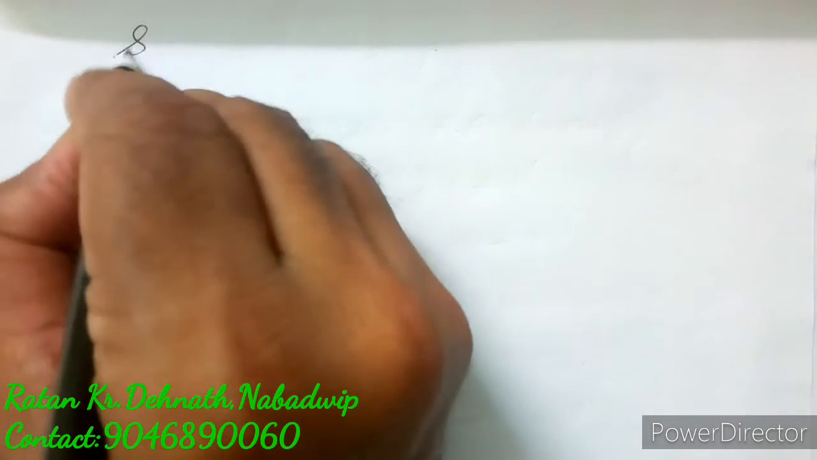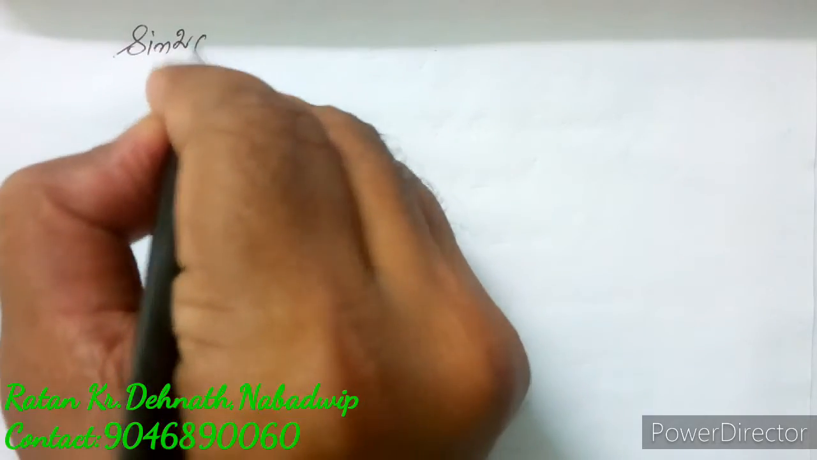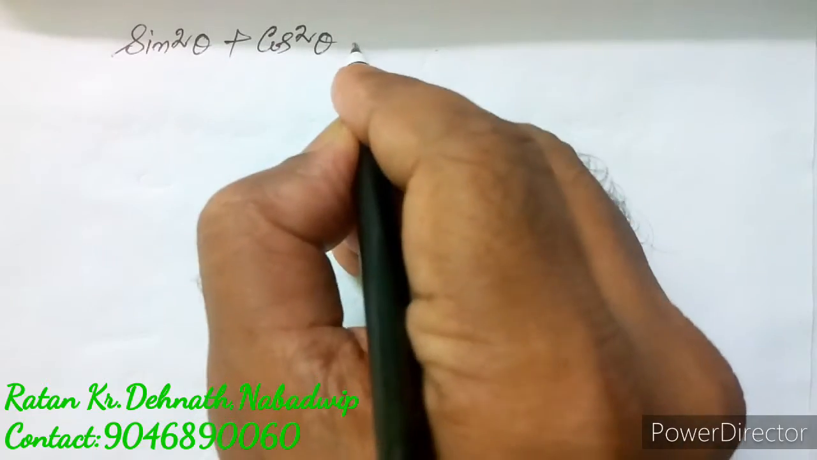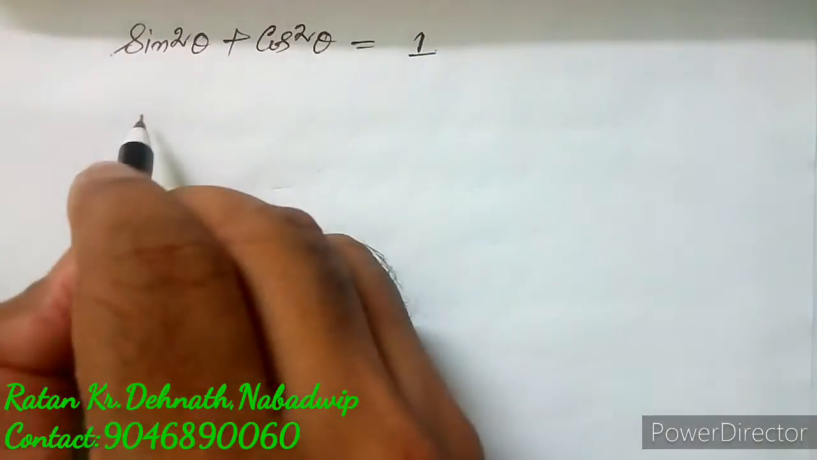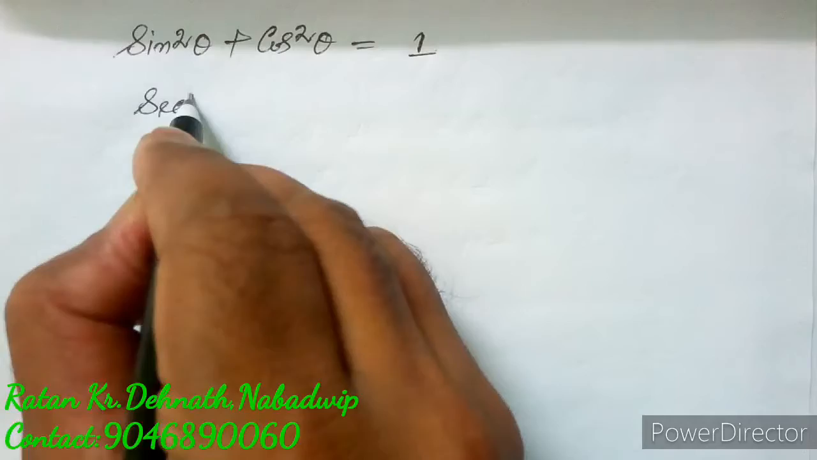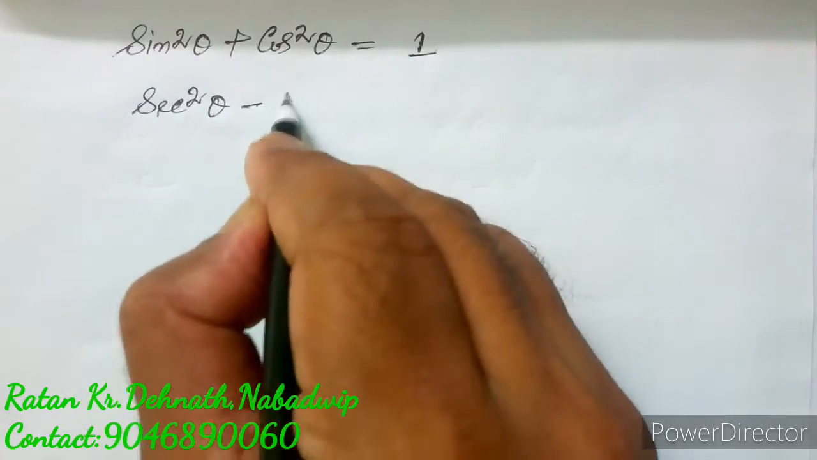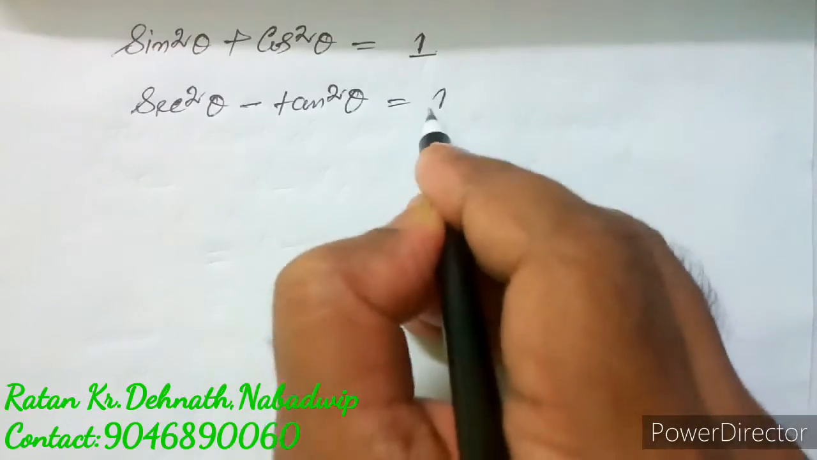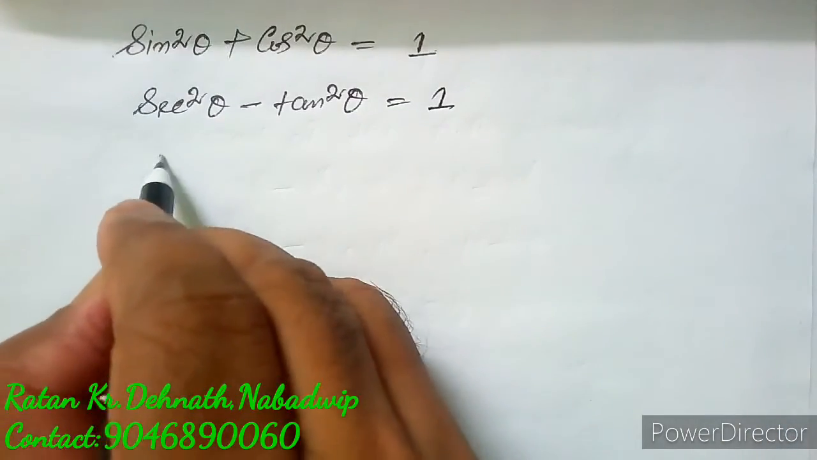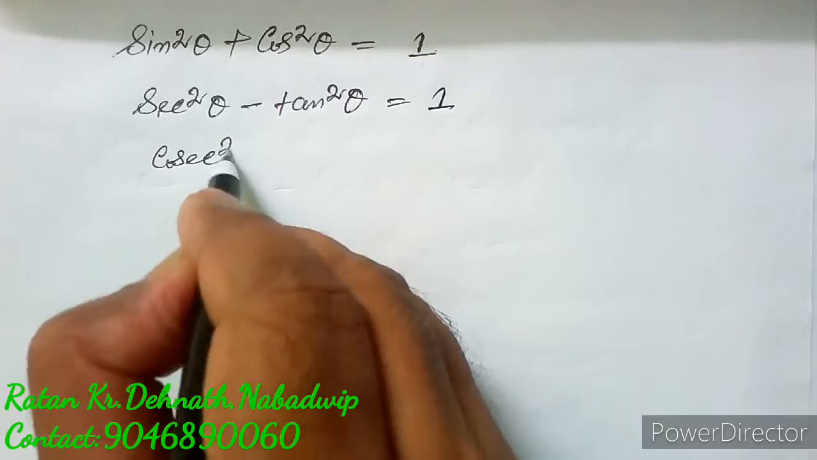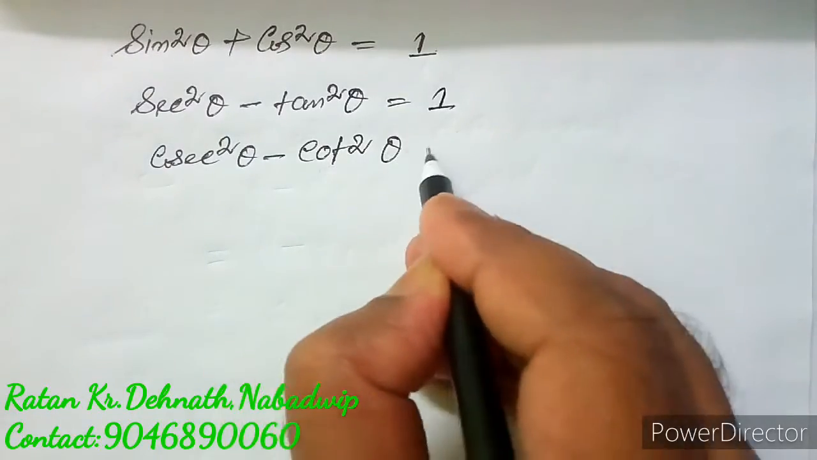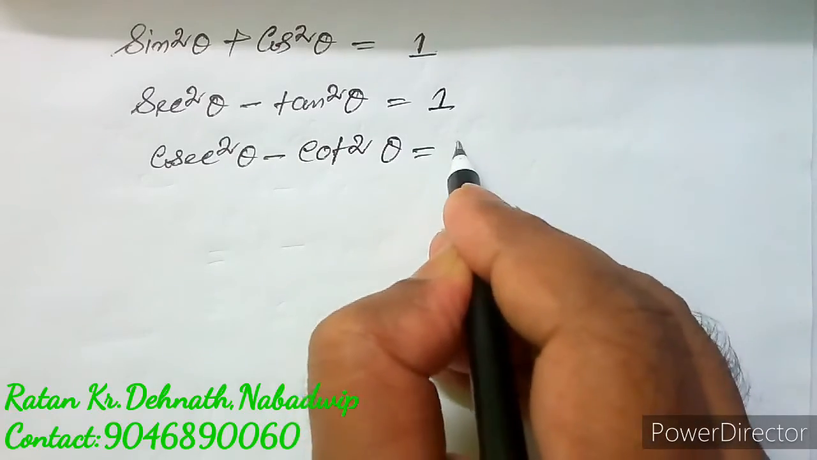We are going to prove here sin square theta plus cos square theta equals to 1, sec square theta minus tan square theta equals to 1, and cosec square theta minus cot square theta equals to 1.